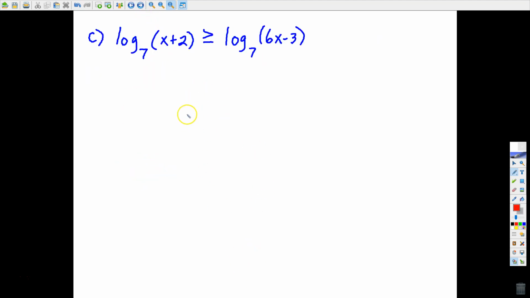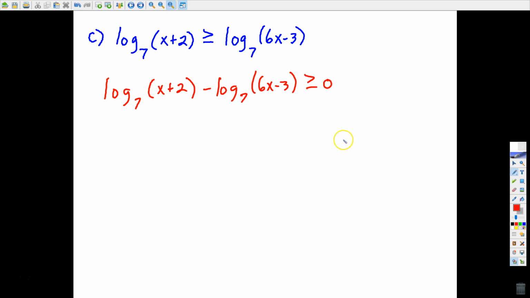All right, let's try letter C. Once again, we're going to put our log expressions on the same side. Oh, should be minus. Log base 7, 6x minus 3, greater than or equal to 0. And we're getting a lot of mileage out of that quotient property, x plus 2 over 6x minus 3. Okay, we're ready to convert it into an exponential equation.